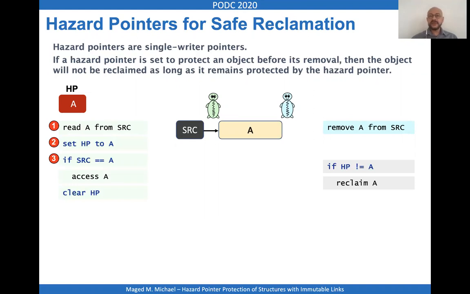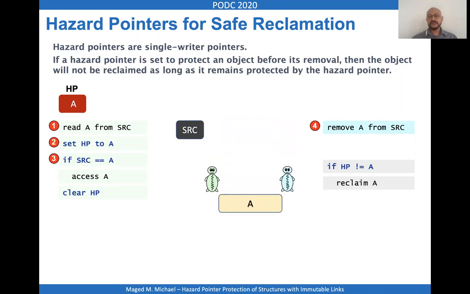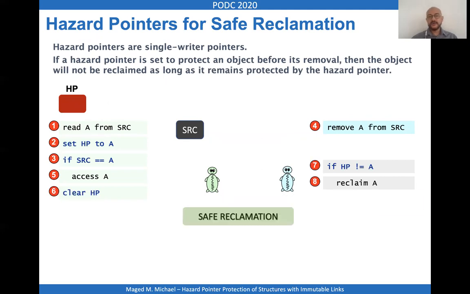And then we have the other thread remove the object, but it cannot reclaim it yet because it's protected by a hazard pointer. So the first thread will go and access the object safely, and then when it is done with it, it clears the hazard pointer. So then it will be okay for the removing thread or a different thread to check that it's unprotected and then reclaim it. So we get safe reclamation this way.